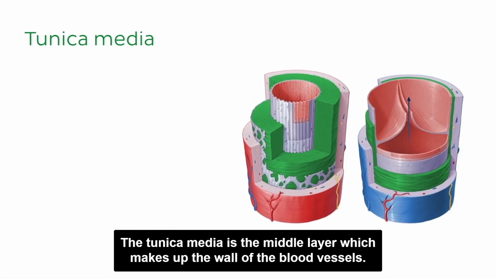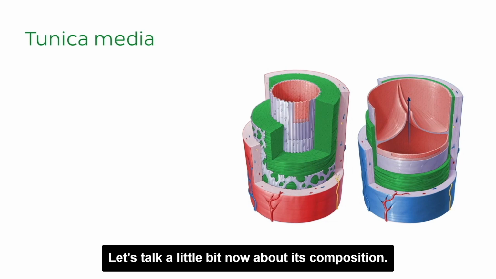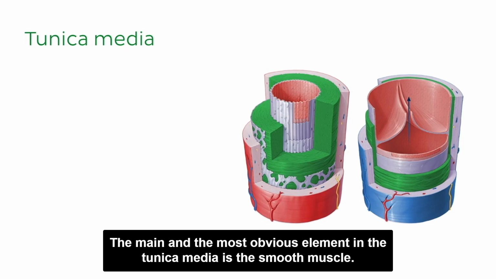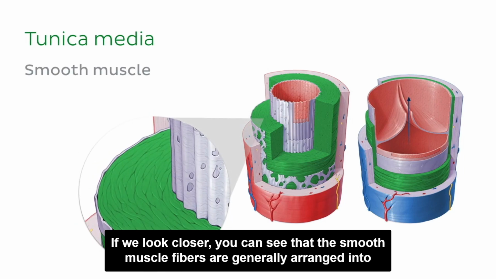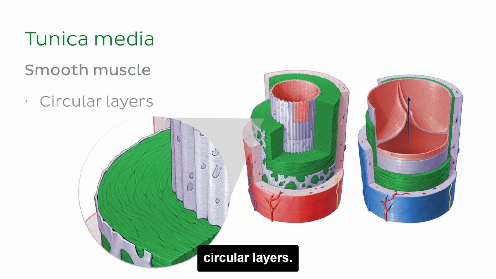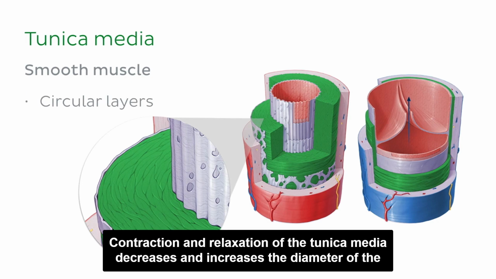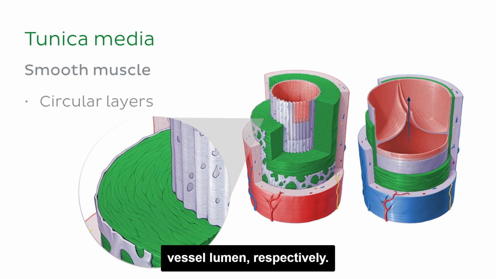The tunica media is the middle layer which makes up the wall of the blood vessels. Let's talk a little bit now about its composition. The main and the most obvious element in the tunica media is the smooth muscle. If we look closer, you can see that the smooth muscle fibers are generally arranged into circular layers. Contraction and relaxation of the tunica media decreases and increases the diameter of the vessel lumen respectively.